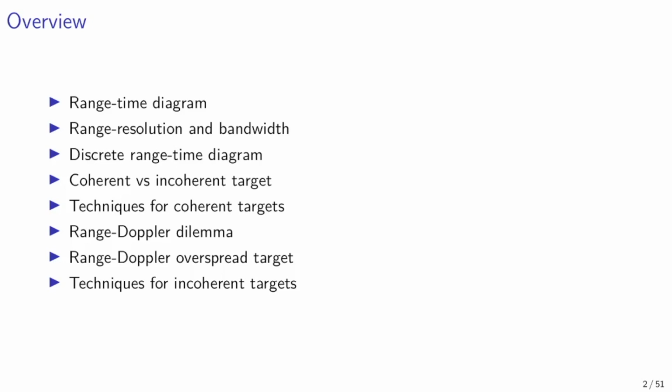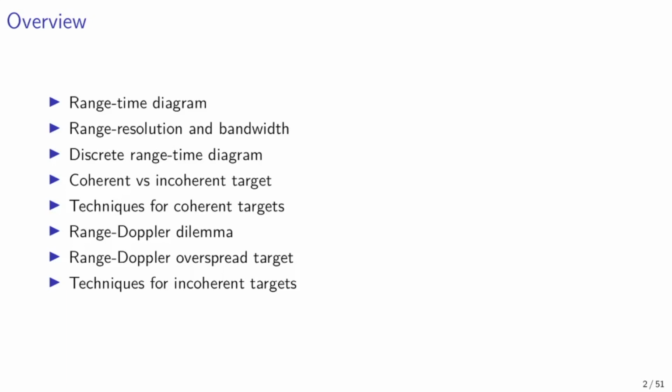Using a range time diagram, I will first discuss how radar pulse length and receiver filter length are related with range extent, or in other words, the range resolution of a radar measurement. I will use a Fourier transform to derive a relationship between the transmit signal bandwidth and range resolution. After this, I will introduce a discretized range time diagram, which we will use throughout the rest of this lecture to model radar signals and to derive signal processing techniques.